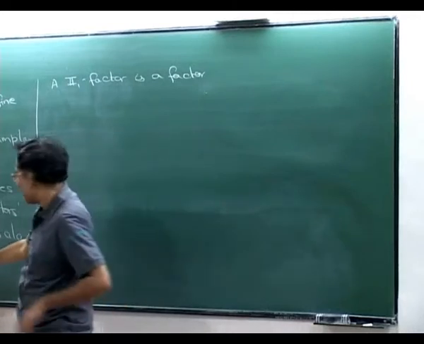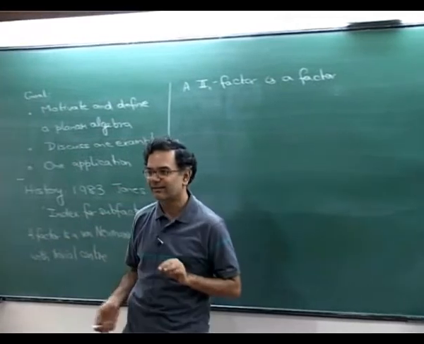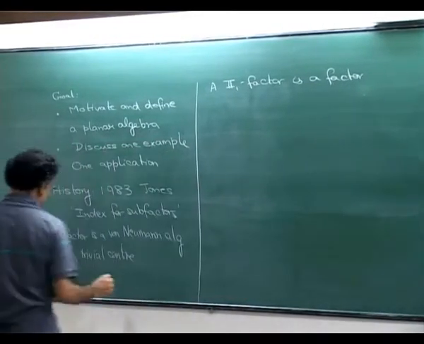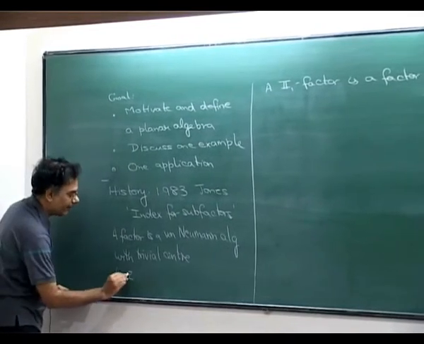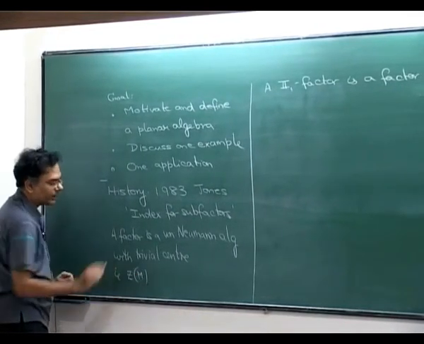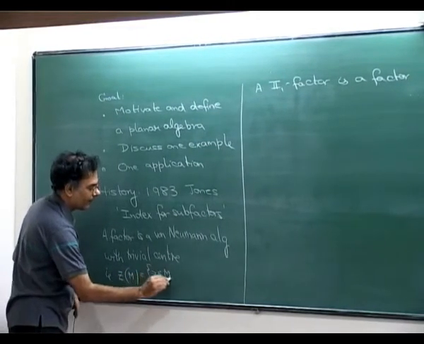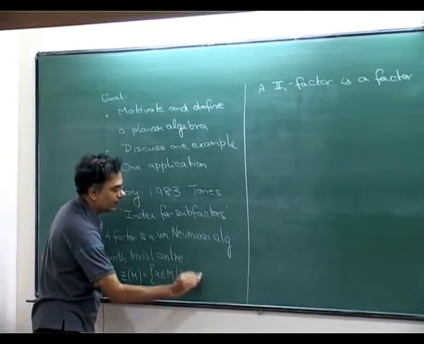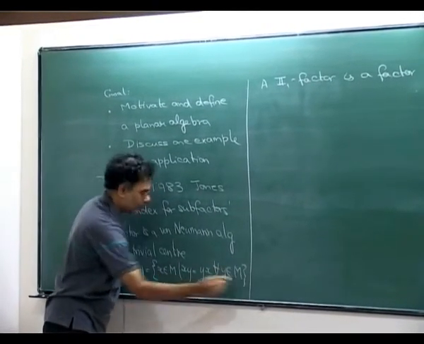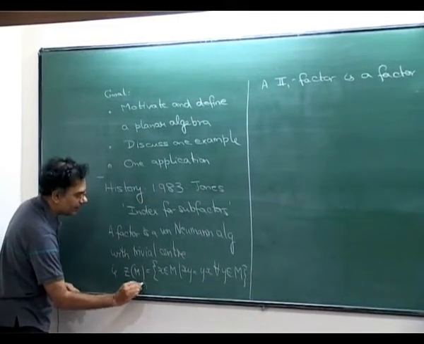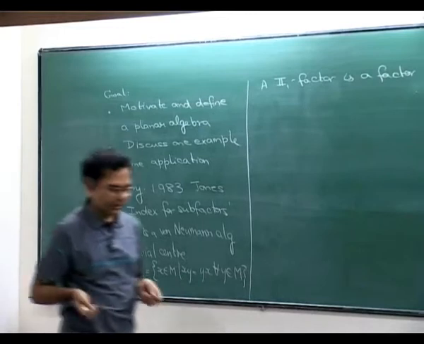A factor means it's a von Neumann algebra whose center is trivial. That is, Z of M, if M is the von Neumann algebra, Z of M is the set of all x in M such that xy equals yx for all y. Z of M is just scalar multiples of the identity. No center, only scalars.